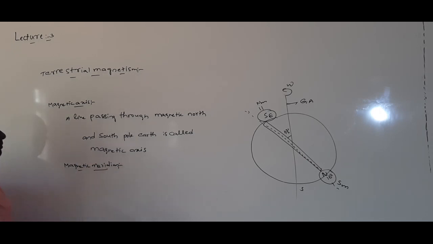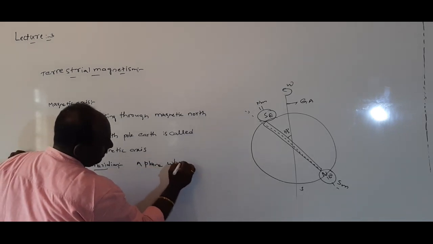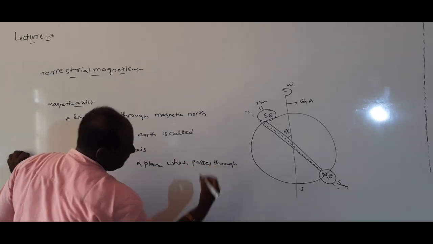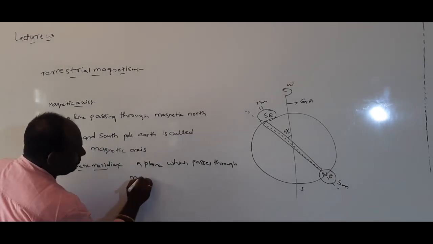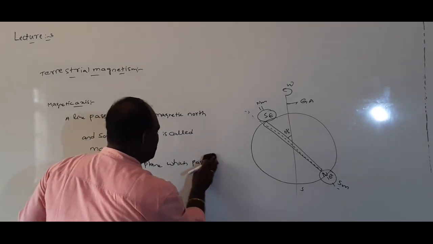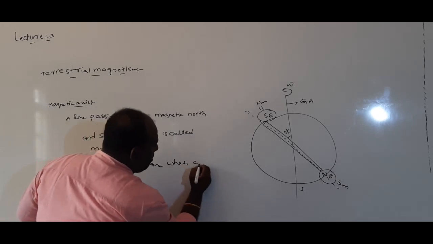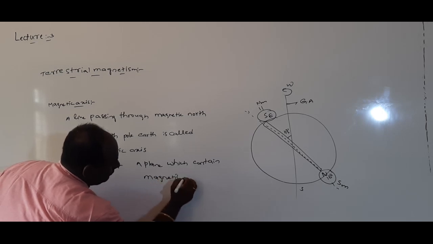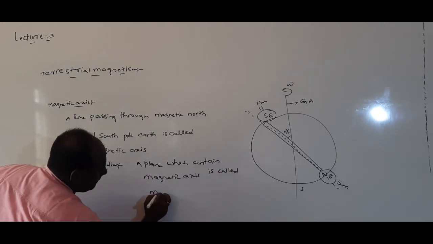What is meant by magnetic meridian? A plane which contains the magnetic axis is called magnetic meridian.